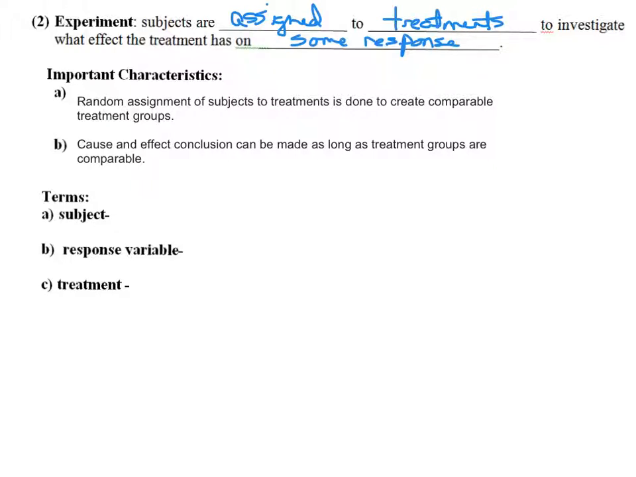Secondly, cause and effect conclusions can be made in an experiment as long as the treatment groups are comparable. So that's what's going to be a little bit different from what we saw above on the observational study. We can make a cause and effect conclusion with an experiment. Some of the important terms within an experiment: the subject is going to be the participant in the experiment.